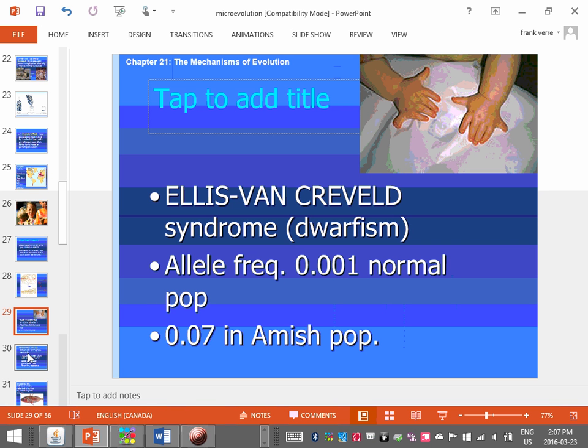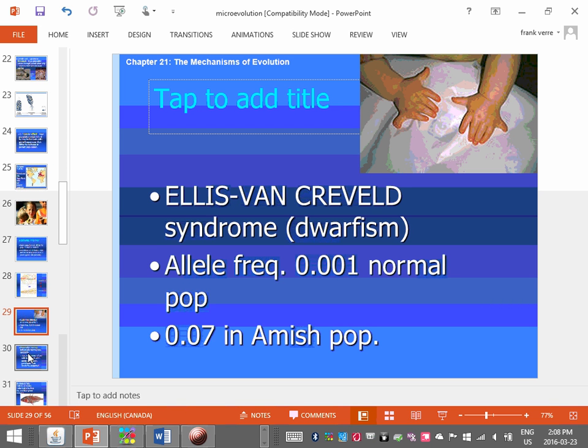Okay, so here's an example. Do you notice something wrong with this, I guess it's a baby? Yeah, its fingers are deformed. So this is a symptom of a condition called Ellis-Van Creveld syndrome. It's a form of dwarfism. Okay, in addition to short stature, you see this other symptom. Okay? Trivia question, what do you call it when a gene produces multiple symptoms?